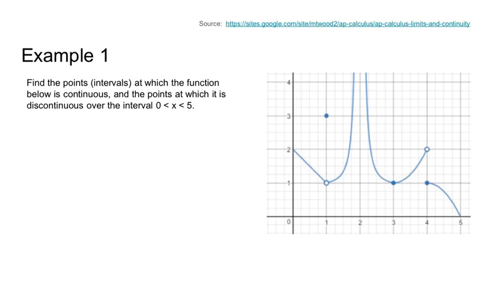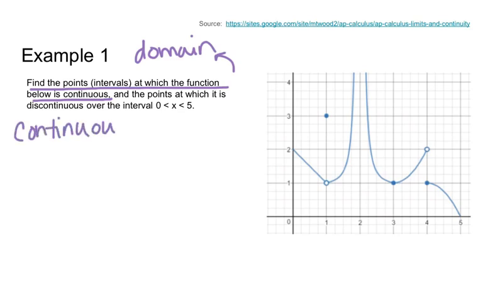Okay, so find the points, aka intervals, at which the function below is continuous. That's just a fancy way, a lot of times, not always, of asking for the domain of the function, because our domain is where the function's defined. So it's going to be continuous over the interval. We're only checking from 0 to 5, so our interval has to start at 0. We can at least get that. And because they're not using the little equal parts here, I'm going to put a curved bracket around 0.